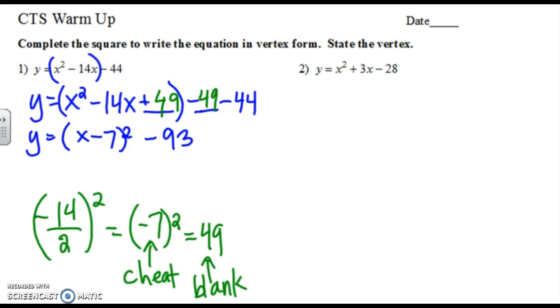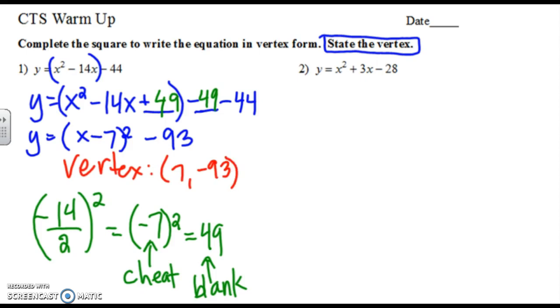From there, it also asks you to state the vertex. The vertex in this situation, if you remember back to when we did transformations and you went left, right, up, down, the thing inside the parenthesis tells you how many to move left and right, and it's always opposite. So for that reason, your vertex in this case is going to be positive 7, but negative 93 because it's going to move you 7 to the right and down 93. So there's your vertex.